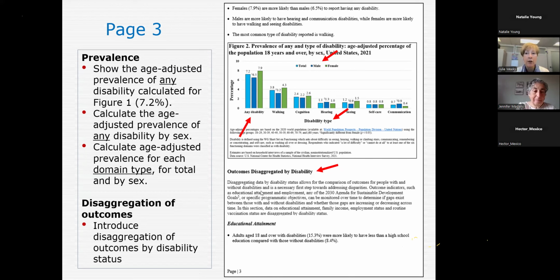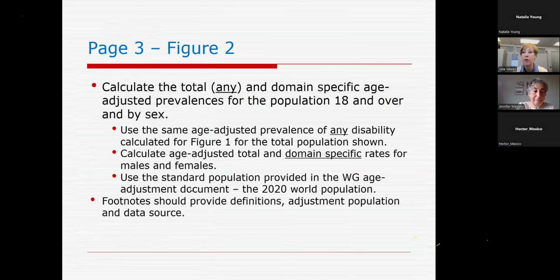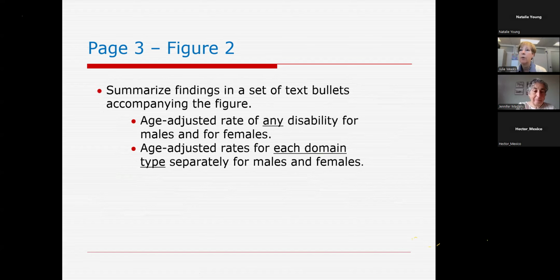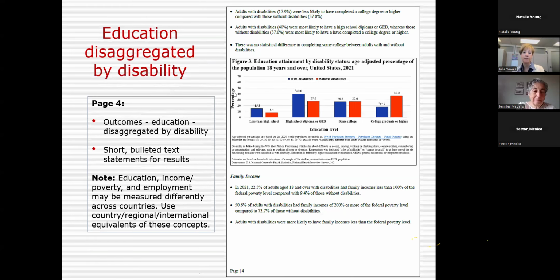And after this introduction to disaggregation, we move on to our first outcome, which is educational attainment. So let me move to education. In this figure, we are showing different levels of educational attainment. And I'm going to call out specifically attainment because this is completed education. Since this report is on presenting data for adults, generally speaking, this will, for the most part, be completed education.